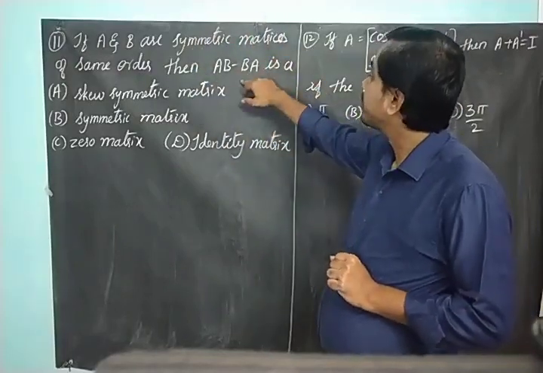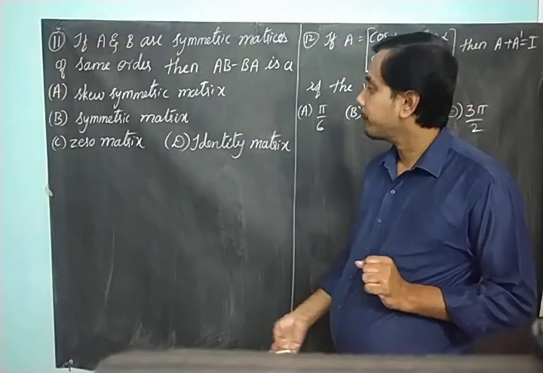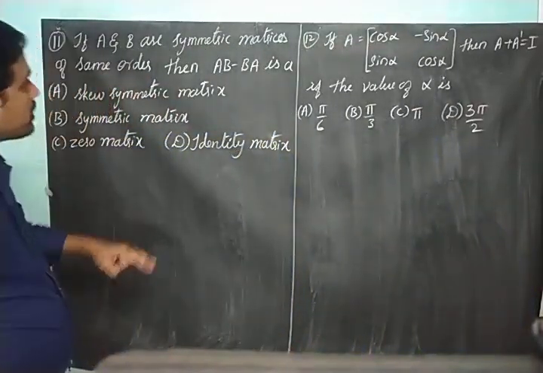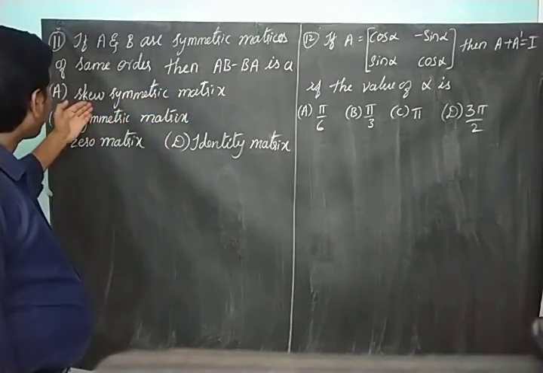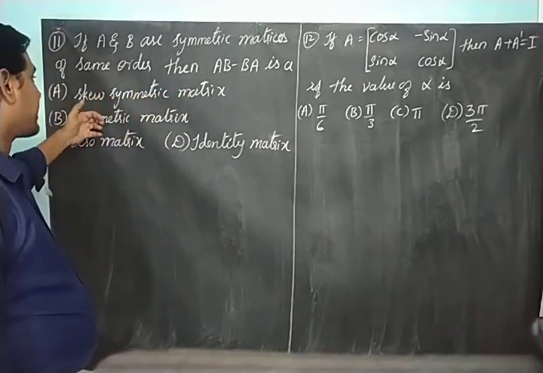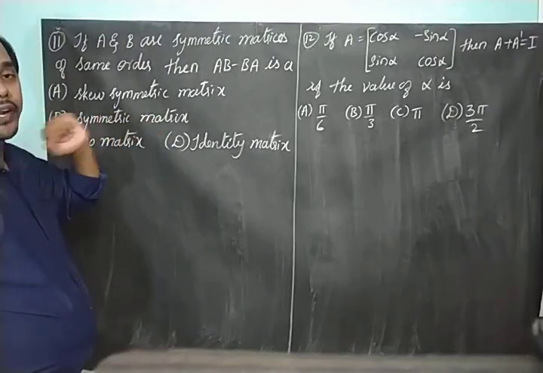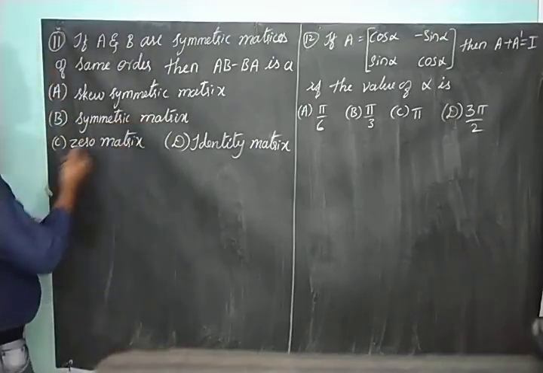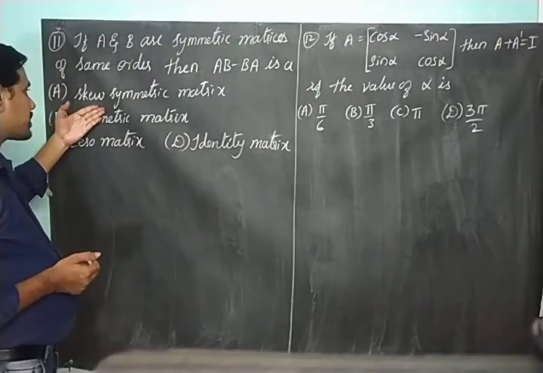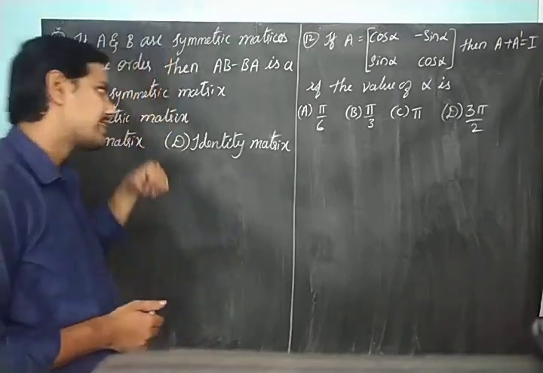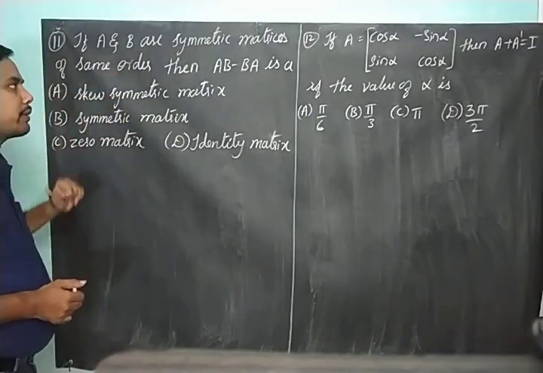We should find the order of AB minus BA, right? Sorry, it is not the order. We should find which type of matrix they are. Whether they are skew symmetric matrices, symmetric matrices, zero or identity matrices, right? For symmetric or skew symmetric, we should verify it with its A dash. Let's try with the transpose of the given matrix.